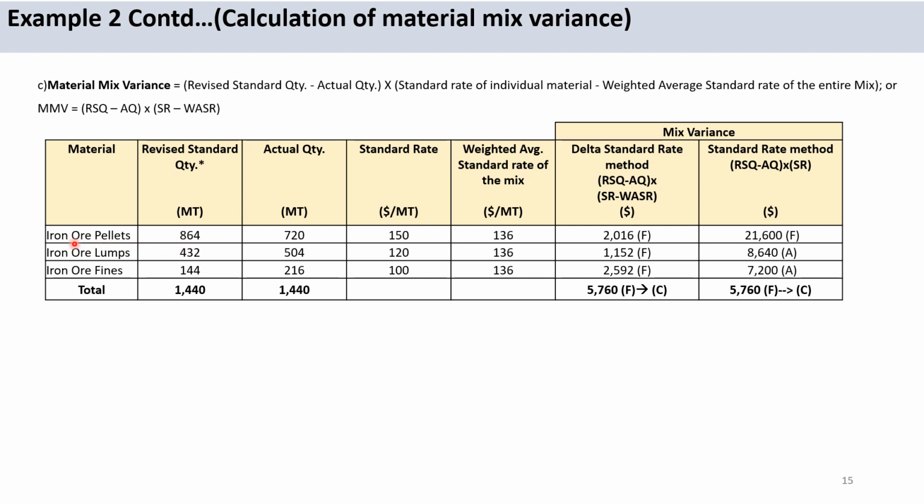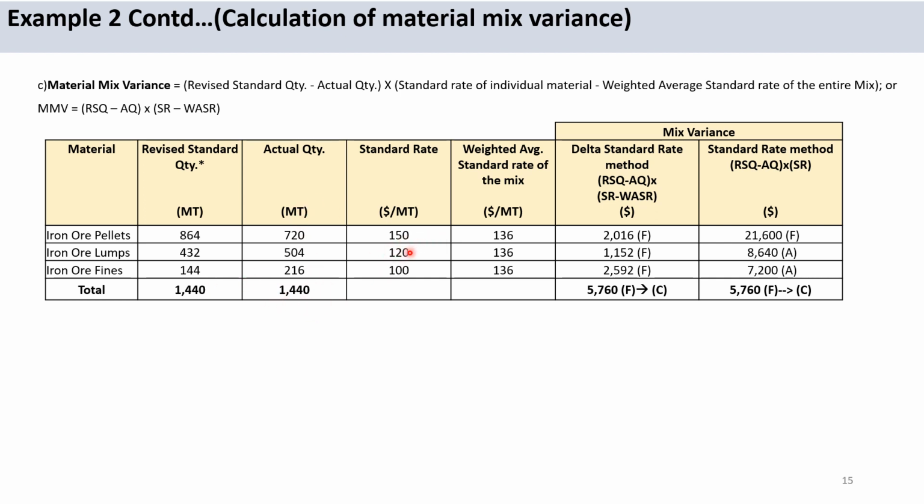So we get 864 tons of pellets, 432 of lumps, and 144 tons of fines. So this becomes a total of 1440. And actual, we know we consumed 720 tons of pellets, 504 tons of lumps, and 216 of fines. So 1440 total here in actual also.